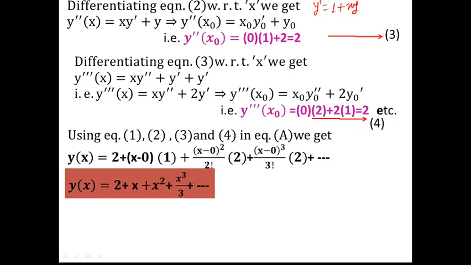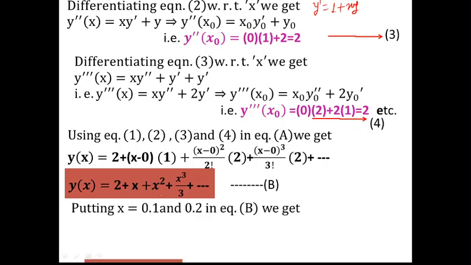So if this question were not to find out y at a point, then this can be considered as the solution of the given differential equation with the boundary conditions. But apart from this, what is asked? It is asked to find out the value of y at x equal to 0.1 and 0.2 also. So what will we do? One by one put x as 0.1 in this formula B and 0.2 in this formula B again. You will get the corresponding values.